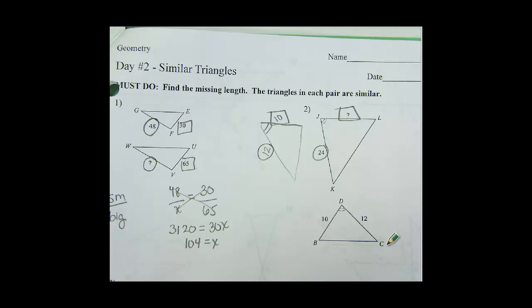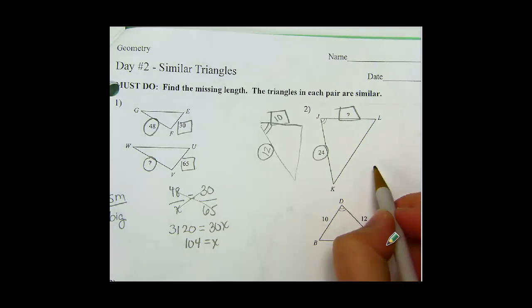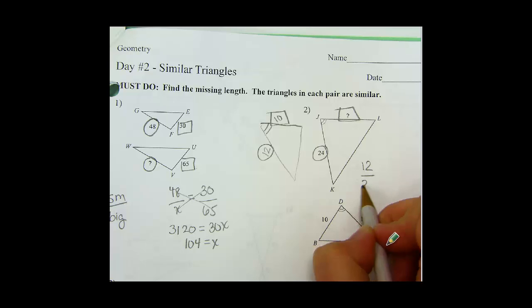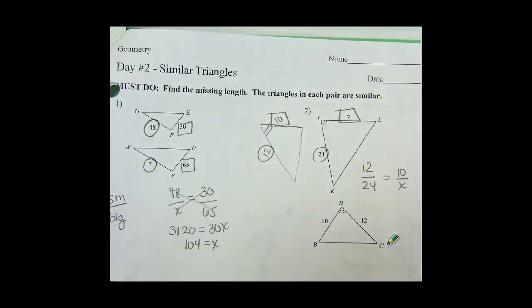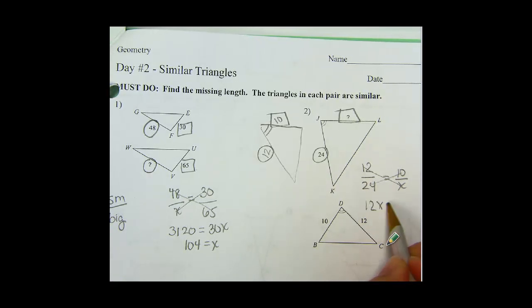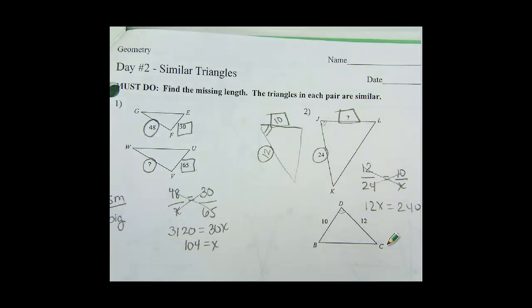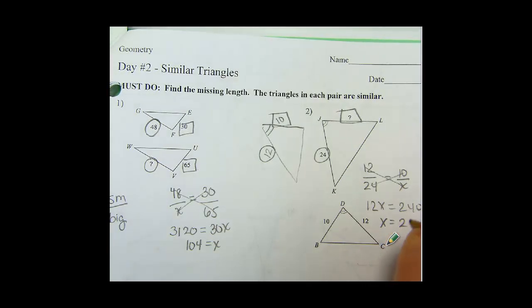Now I can set up my proportion. Again, I'm going to go small to big, so I end up with 12 over 24 equals 10 over x, and then we cross multiply. On that diagonal we get 12x. On this one we get 240, and then we just take 240 and divide by 12, and we end up with 20. Alright, so hopefully that helps you with the similar triangles. Just draw them so they look alike if you have to, set up a proportion, and cross multiply.